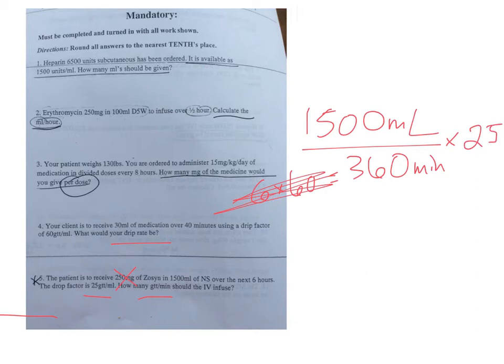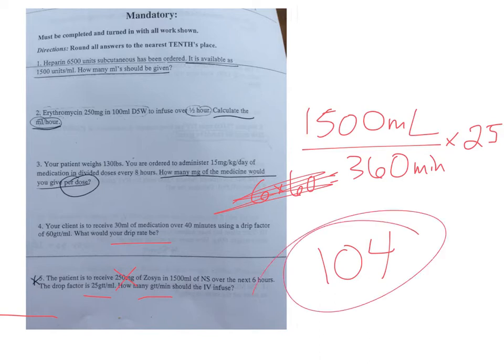So there's how I'd set that up. And I simply take 1,500 divided by 360, which gives me 4.166666 repeating, but I multiply that by 25 and it gives me 104.166666, which is about 104 drops per minute. Usually drops are rounded to the nearest whole number because you cannot give 0.1666 of a drop. That's impossible. So there's our drops per minute.